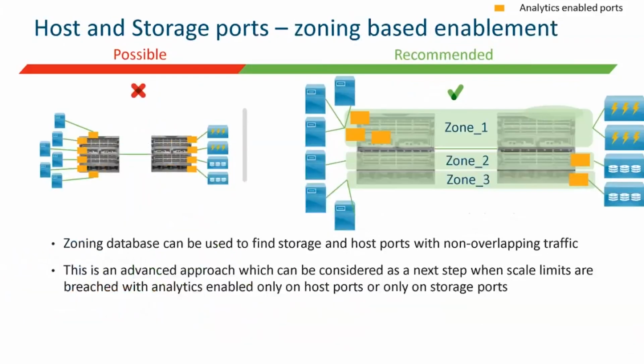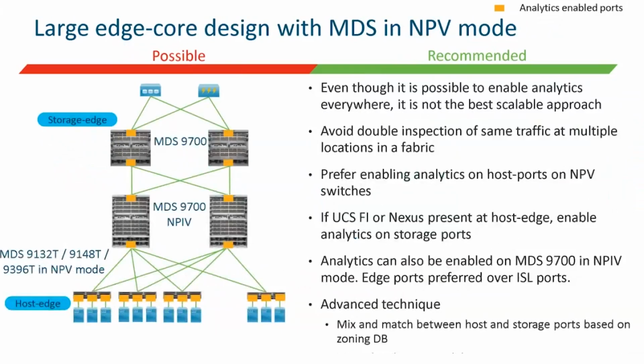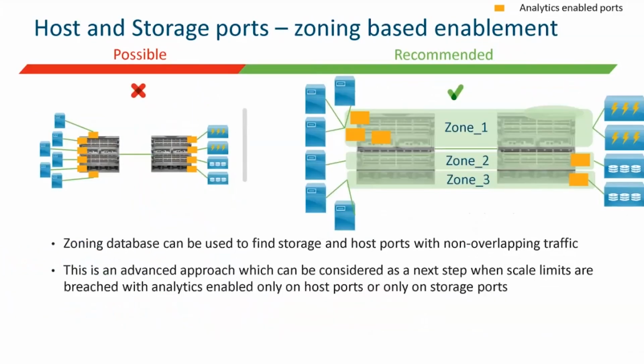Yeah. Okay, and this is again what I would call an advanced technique. Let's say in this example somebody enables analytics on storage ports and they run out of NPU capacity, but at the same time they have a lot of NPU capacity sitting idle at the host edge. So this is where it becomes a manual way of deploying it. Figure out where your zoning is and where your traffic is going, and maybe you can find some host ports sitting in zone 1, and then some other target ports not sitting in zone 1, maybe in zone 2 and zone 3, and then selectively enable analytics so that you maximize the utilization of your NPU without double counting the same traffic.